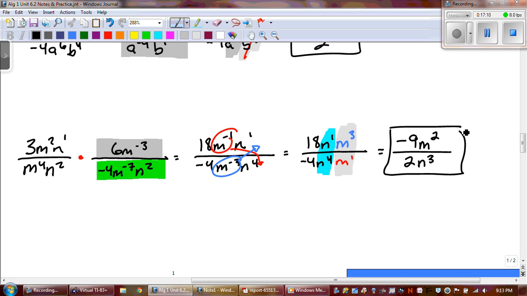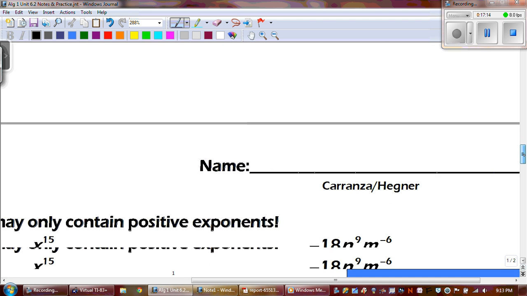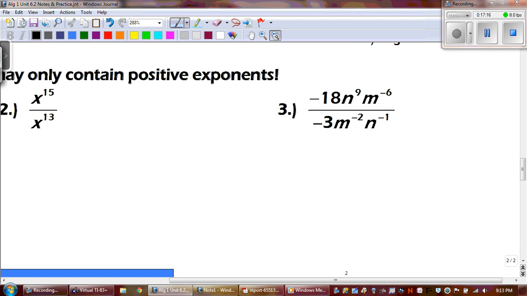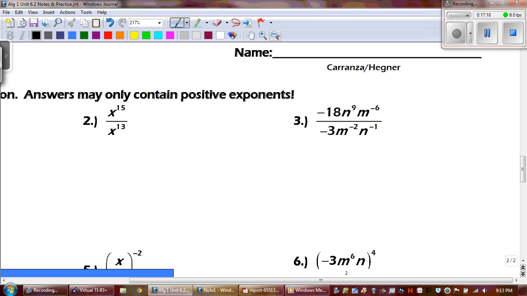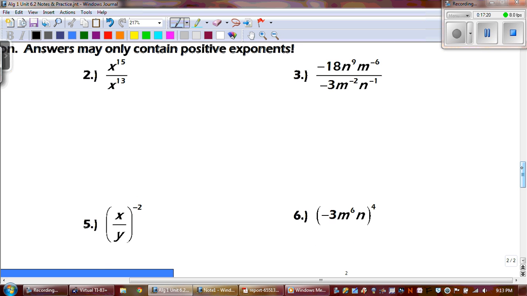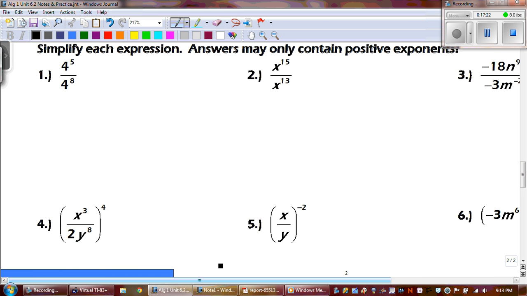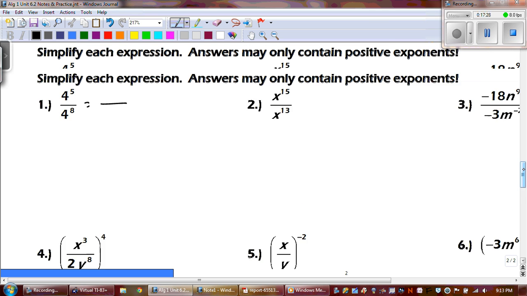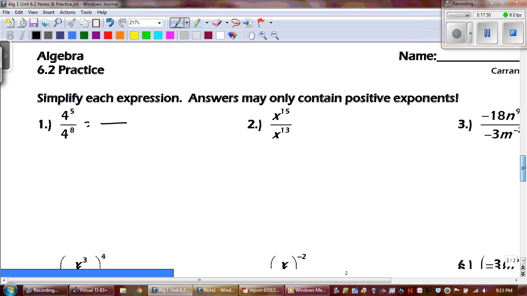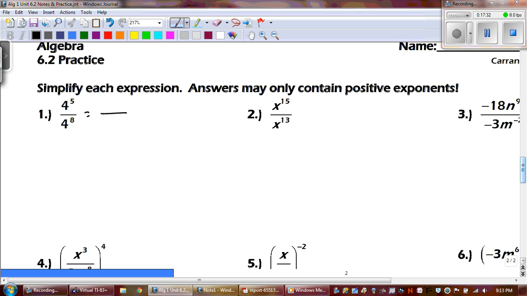Okay, let's go ahead and flip it over. Now, these first couple ones should be a review. Okay, now, looking at number 1. Okay, guys, this is the 6.2 practice. Okay. Oh, practice, aka your homework.